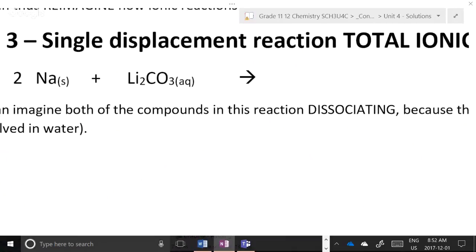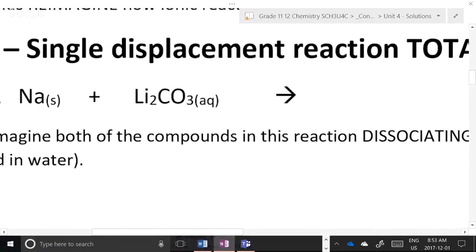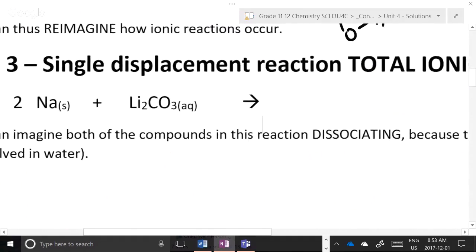This is a simple single displacement reaction. So take a moment and tell me what the products of this will be. You can put your hand up if you need some help, and I'll give you a hand. But go ahead and do this single displacement reaction. Nothing ionic, just how we've always done them. Pretend you were seeing this question a week ago. Just do it the way we've always done it.